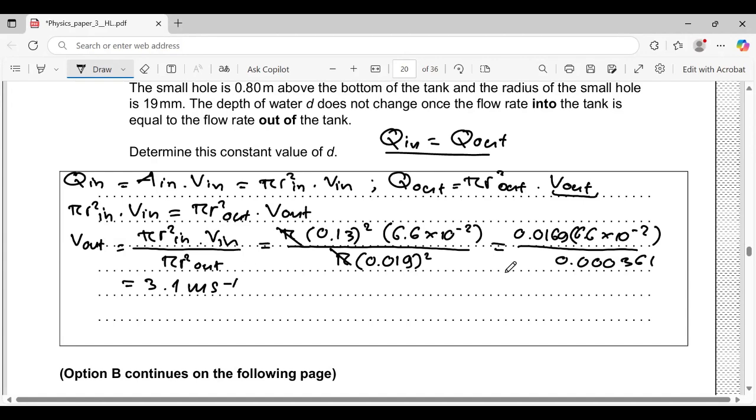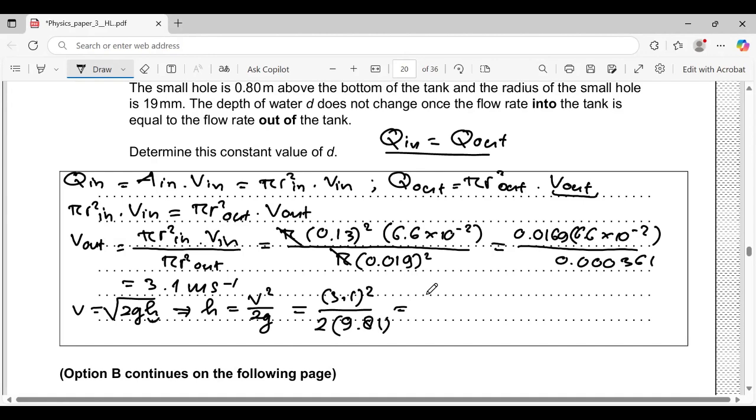And the next step, I will use Torricelli's law. The Torricelli's law, v equals square root of 2gh. We are going to find depth. It means we need to find h. So h or depth equals v squared over 2g, equals 3.1 squared over 2 times 9.81.